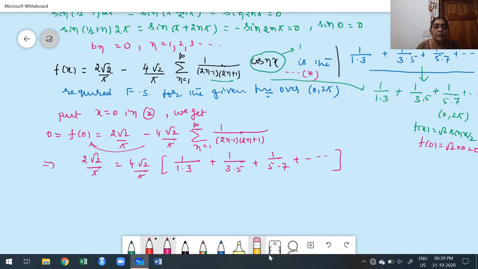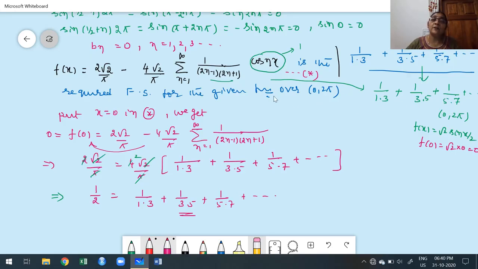Observe carefully, root 2 and pi cancel here. 2 ones are 2, twos are. Therefore, after the simplification, 1 by 2 equals 1 by 1 into 3 plus 1 by 3 into 5 plus 1 by 5 into 7, etc. This is the value of the required evaluate part. What's the value we get? 1 by 2, because pi cancels, root 2 cancels. Then what we get actually, 1 by 2 is the answer. Now this is a way to solve the problem.